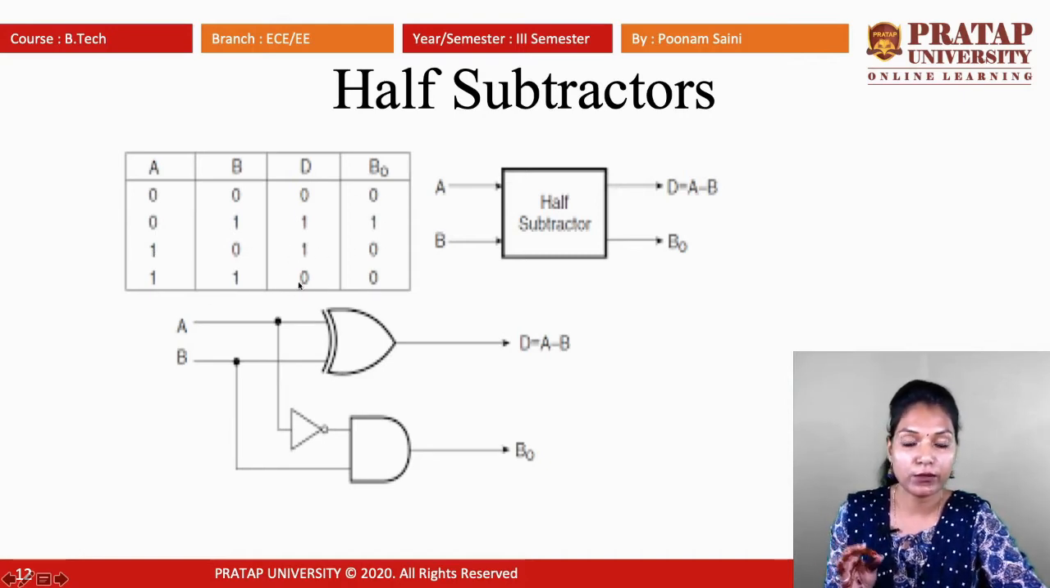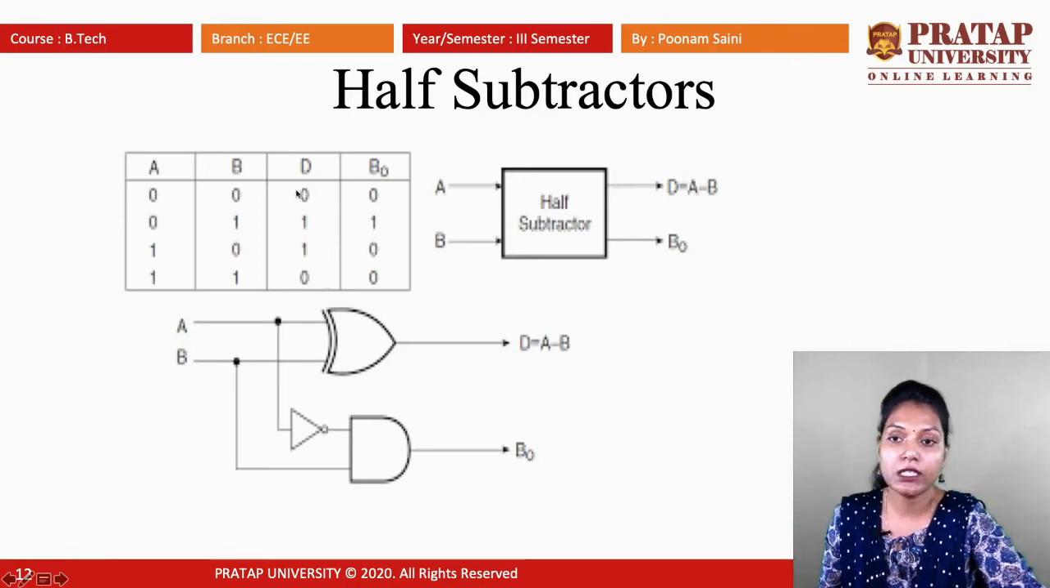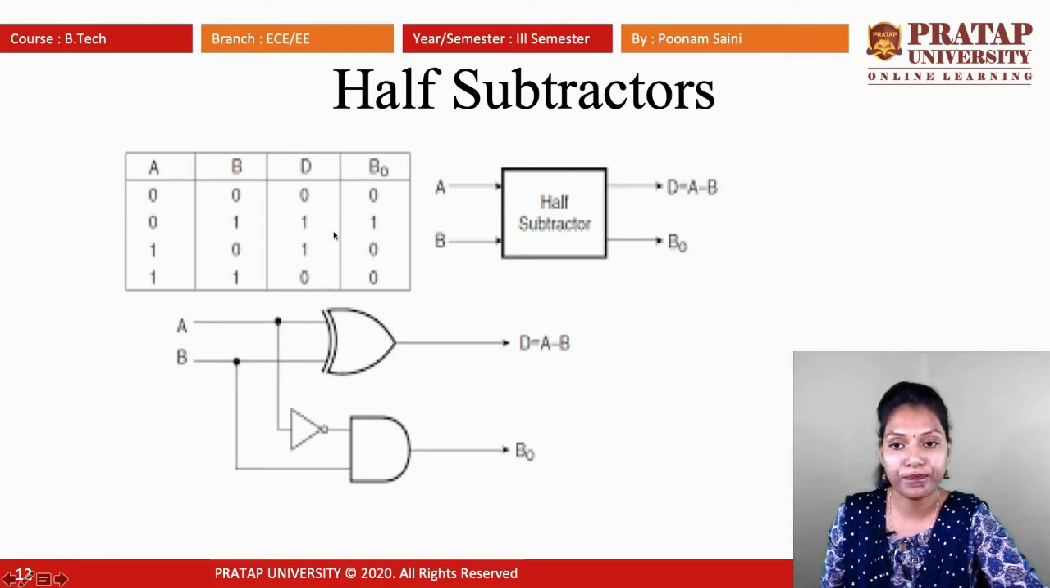Then 1 minus 1, both will become 0. Similarly in difference, these two will be the high bit, so A bar B plus A B bar. In borrow, only this will be high bit, so A bar B. So in borrow we need A bar.